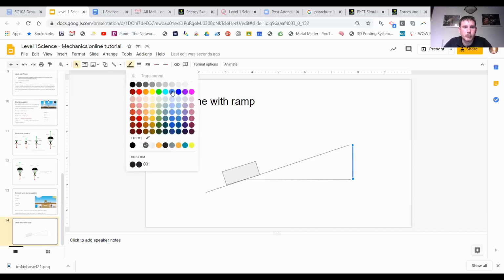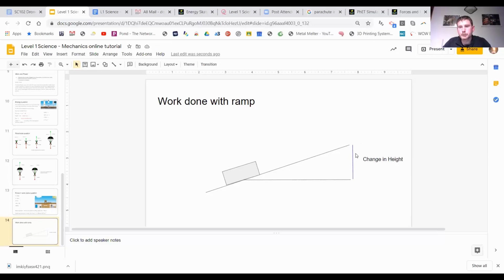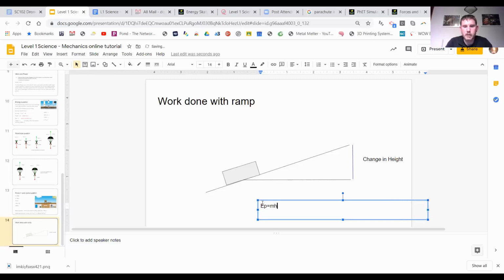We'll make that blue, shall we? I'm actually going to call that change in height. It's a bit more specific. So that blue line represents the change in height. And so it doesn't really matter how much force you're pushing up the ramp with, assuming that all of the energy you're putting into the object is converted into gravitational potential energy as it goes further up the ramp. Then if you know that change in height, then the work done can be calculated using EP equals mgh. And that's what I would suggest in this situation, is I would use EP equals mgh, assuming you know the mass of the object.